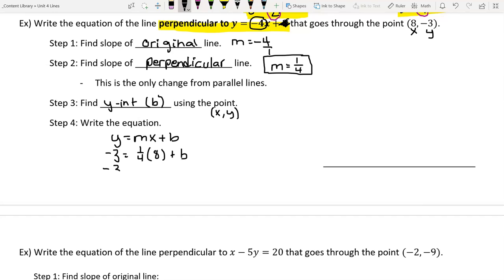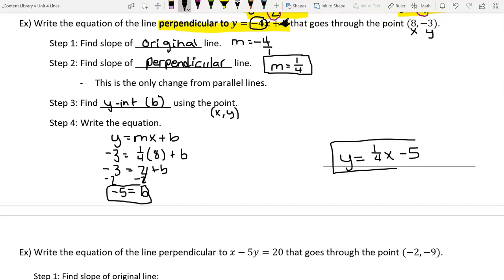And do some math. -3 equals, that would give me 2 plus b, and then subtract 2 on both sides. So b equals -5. There's my other piece of important information. Okay? And then you just take those two, just like yesterday, plug them in. Y equals 1/4 x, because that's my m, minus 5, which is my b. Okay? So very similar to yesterday's process, except for the slope changes. Okay?